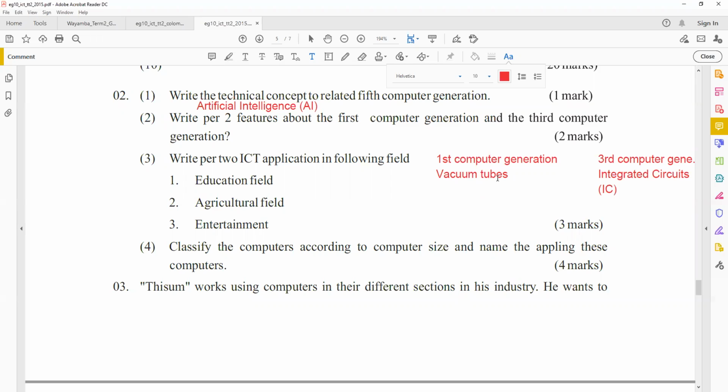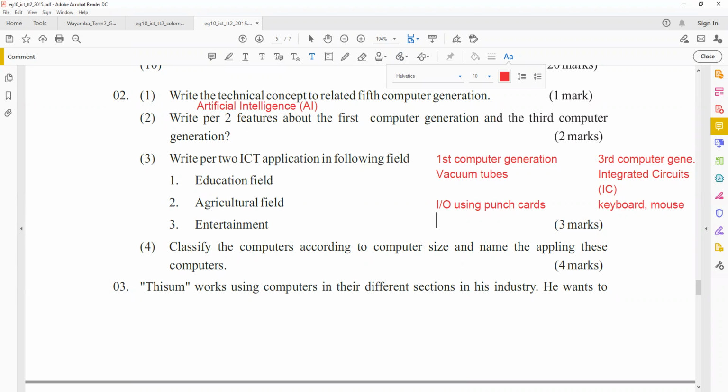Just input and output. What are the things we have used for input and output in first generation computers? Input and output using what? Exactly, Pramudi, Janani. In first generation computers, it uses what we call punch cards. In third generation computers, yes, third generation computers, exactly. It uses keyboard and mouse. Okay.